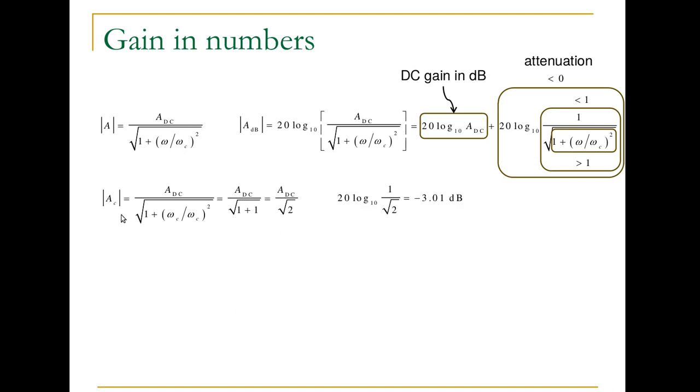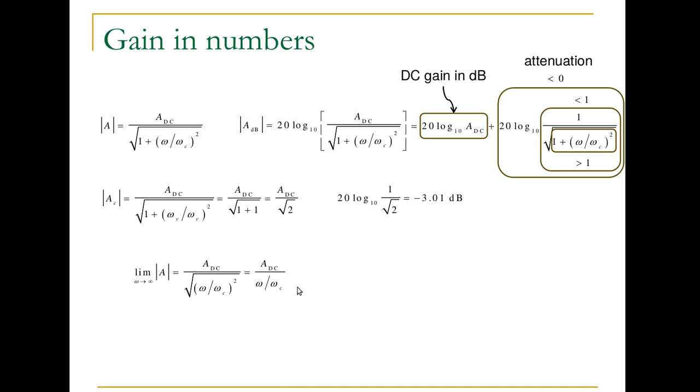If we wanted to see the gain at the cutoff frequency, we could plug omega c into the equation for the gain magnitude, and we end up with A DC over square root of 2. So it's the DC gain over square root of 2. Now that in decibels is negative 3.01 decibels, that being the attenuation. So at omega c, the gain is the DC gain in decibels minus 3.01 decibels for the filtering.